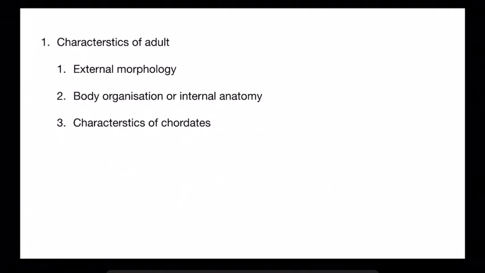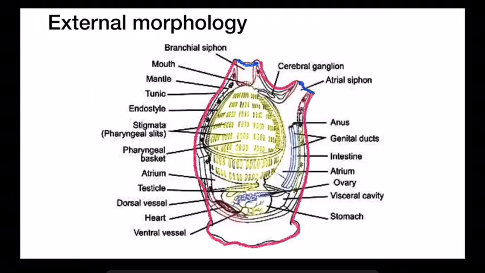In the characteristics of the adult, we are going to study 3 points again. They are external morphology, then body organization or internal anatomy, then characteristics of chordates. All these we are going to study under the characteristics of the adult. So first let us start with the external morphology.